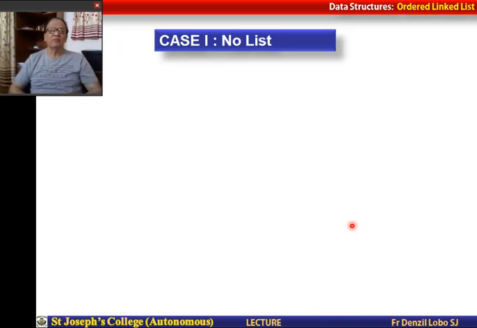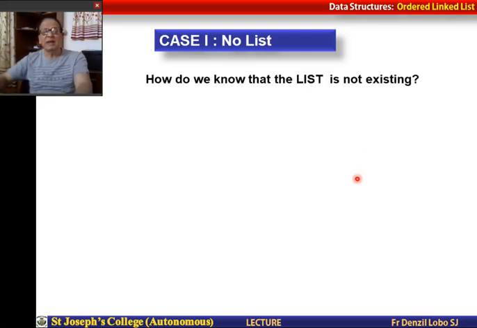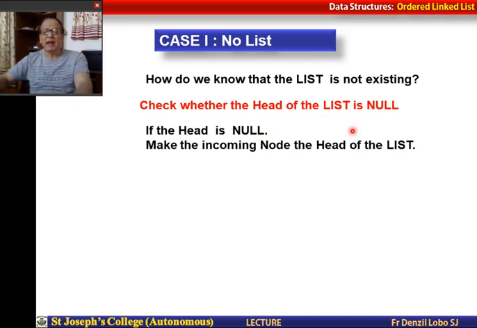Now we come to the various cases. Every time we have dealt with different cases: case 1, case 2, case 3. Here also we are going to have case 1, case 2 and case 3. So let us see. Case 1 is always that there is no list. There is no list. Then what we do is we make the incoming node the head of the list.